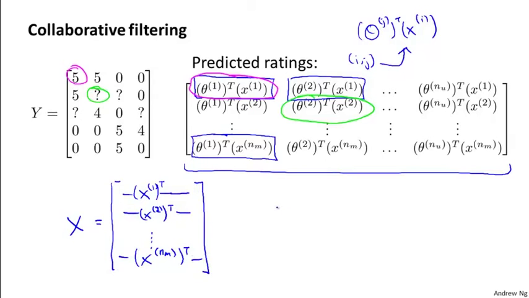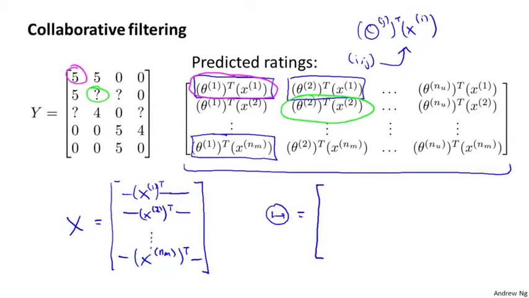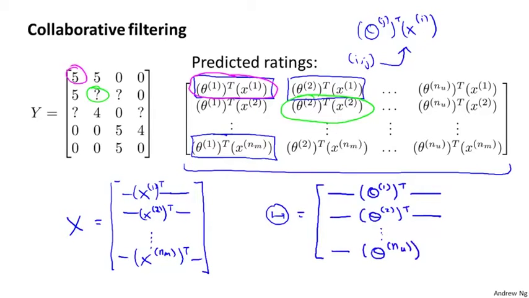And if we also define a matrix capital Theta, what I'm going to do is take each of the per user parameter vectors and stack them in rows like so. So that's theta 1, which is the parameter vector for the first user, and here's theta 2. I'm going to stack them in rows like this to define a matrix capital Theta. And so I have n_u parameter vectors all stacked in rows like this.